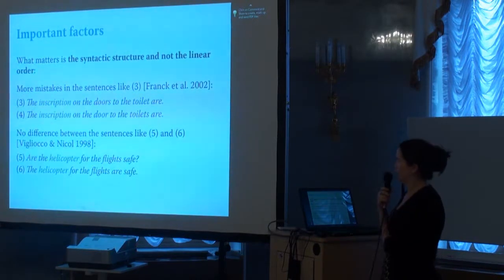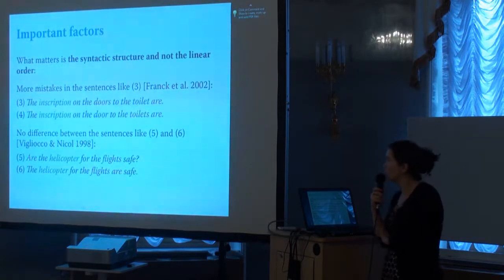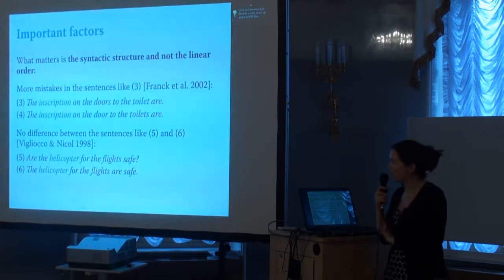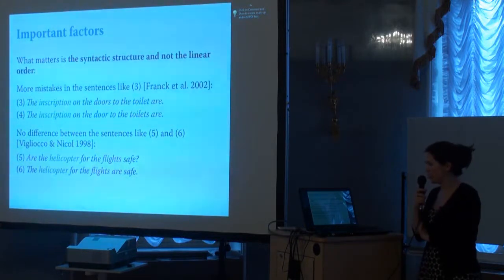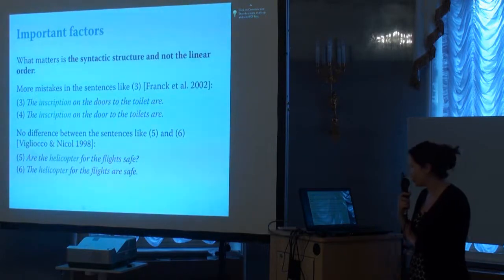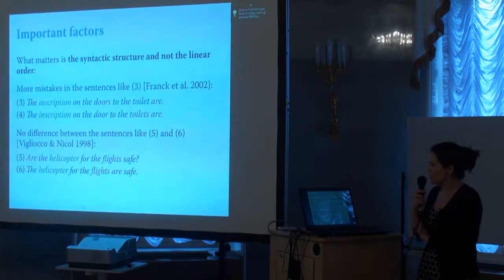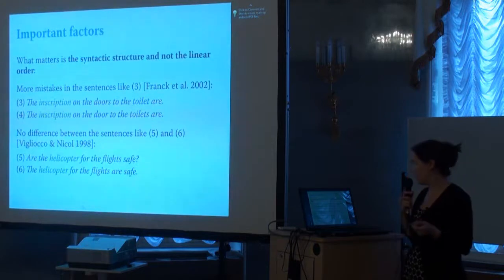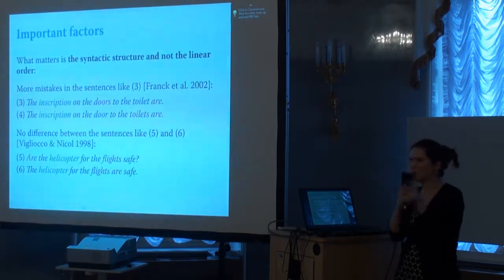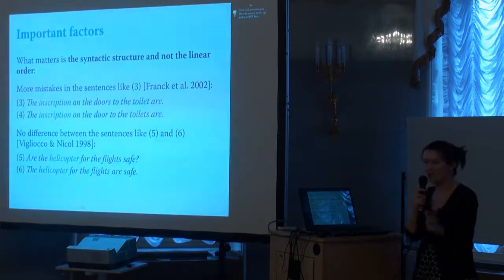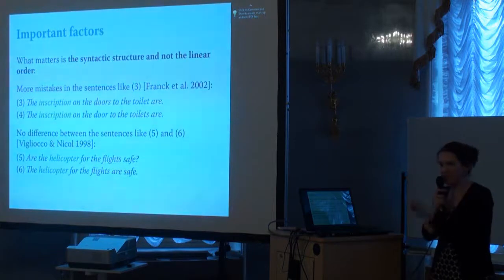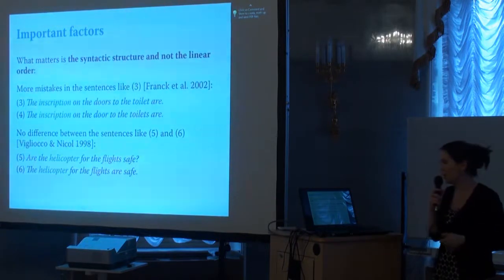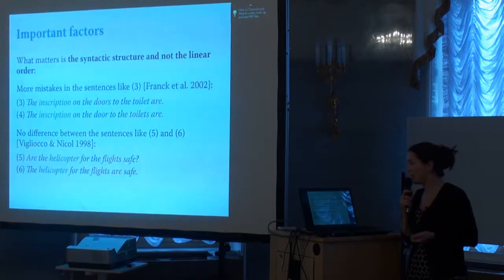Then, in another study by Vigliocco and Nicol, they saw that there is no difference with respect to agreement errors between sentences like 5 and 6. Sentence 5: our helicopter for the flights safe, and 6: the helicopter for the flights are safe. You can see that in sentence 5, the attractor is not even in between the subject and the verb. First you have the verb, then the head of the subject noun phrase, and then the attractor. And still you have as many mistakes as in sentences like 6.